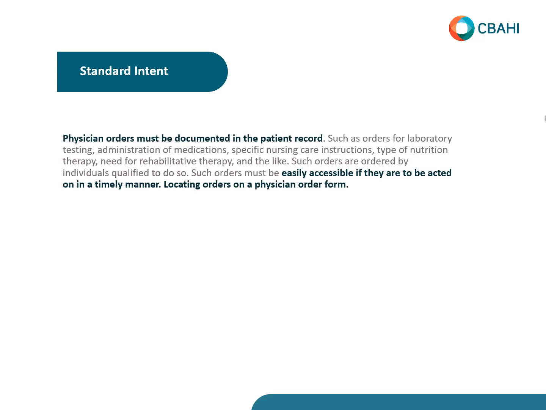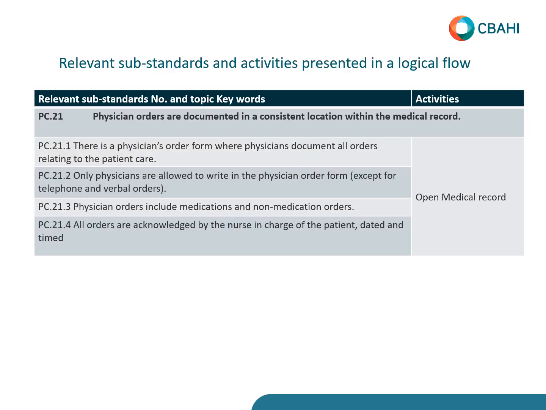Physician orders must be documented in the patient record, such as orders for laboratory testing, administration of medication, specific nursing care instruction, type of nutrition therapy, need for rehabilitation, and so on. Such orders are ordered by individuals qualified to do so. Such orders must be easily accessible if they are to be acted on in a timely manner. Locating orders on a physician order form. Open medical records are the activities to assess PC21.